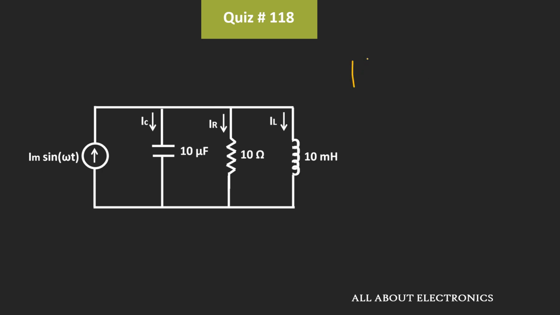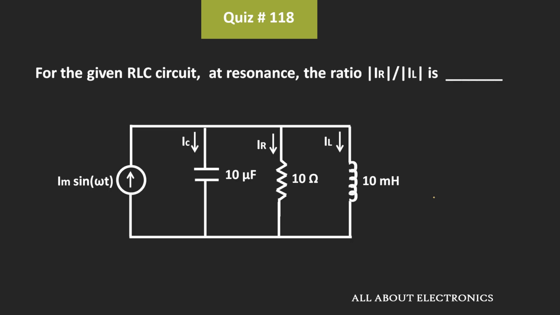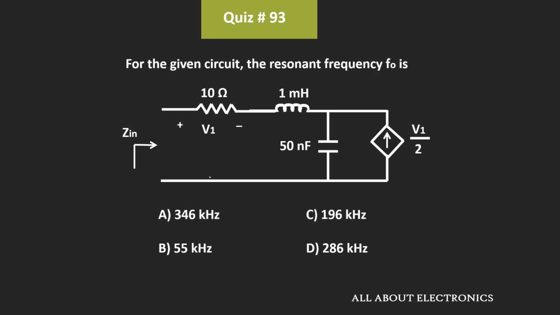That means this ratio, that is IR divided by IL, is equal to 1 divided by 10 times square root of 10 millihenry divided by 10 microfarad. That is equal to square root of 10,000 divided by 10. That is equal to 3.162. So from this we can say that for the given question, the ratio of this IR and the IL is equal to 3.162.